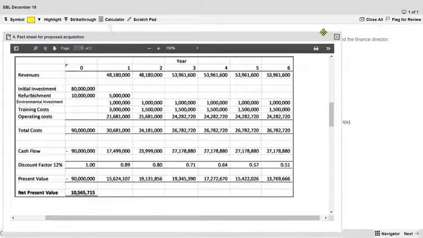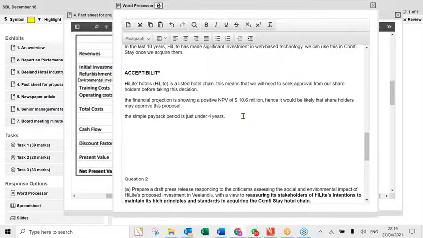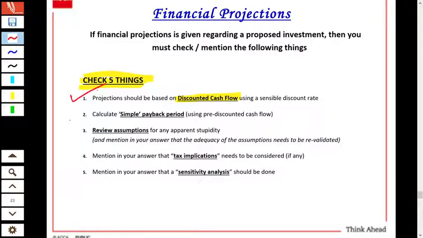I would just say, where is my Word document? I think I closed it. I will say the simple payback period is just under 4 years. That's it. Or I can say 3.7 years or just almost 4 years, just to give an idea. It's 4 years or just under 4 years. Okay, khalas, one sentence done. Now, so we did this one.